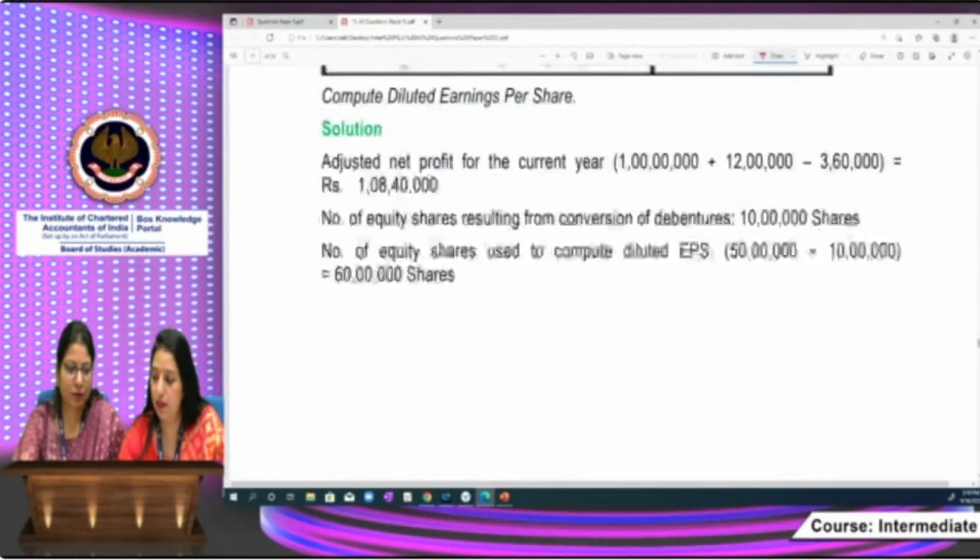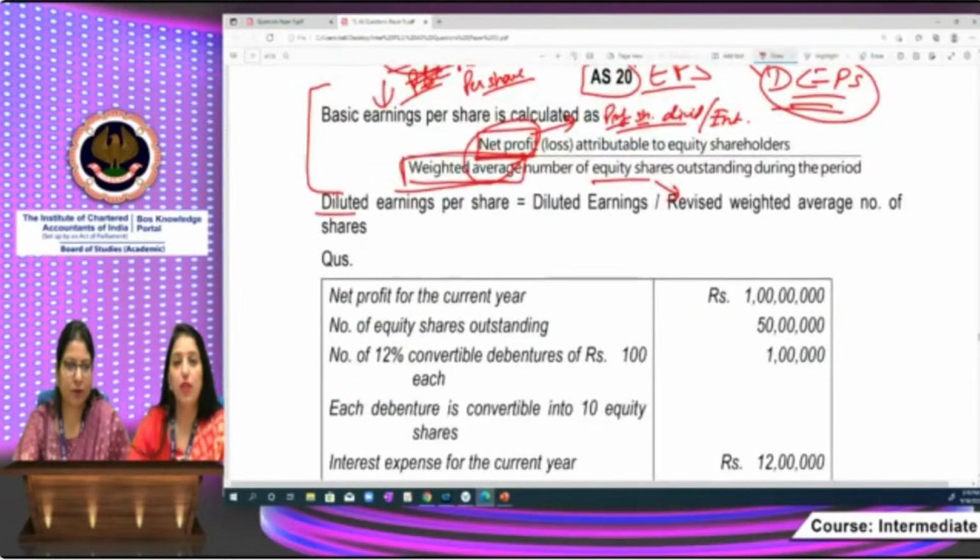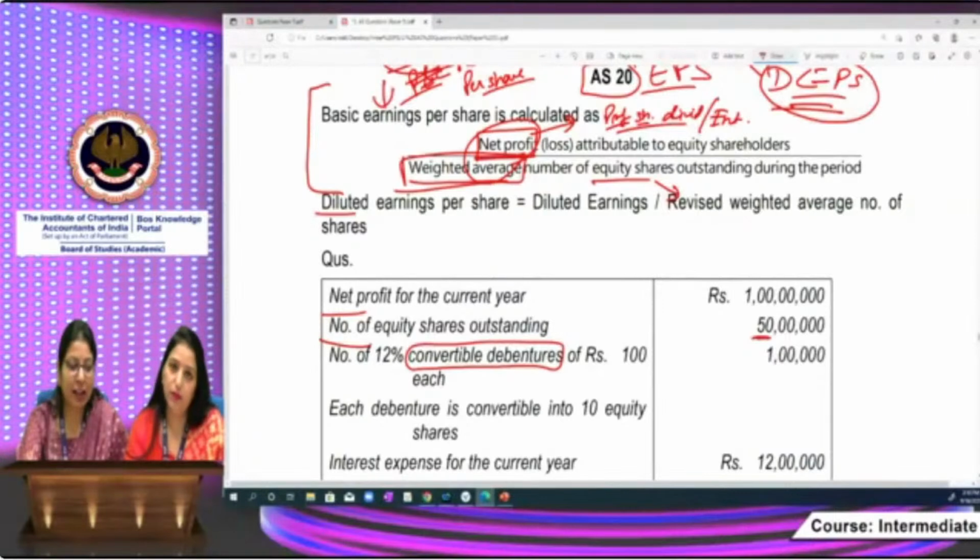Now we will take a very small illustration so we can understand this concept more clearly. It says that the net profit for the current year is 1 crore. Number of equity shares is 50 lakh. Number of 12% convertible debentures. So it means these debentures will get converted into shares at some point of time. These are the potential equity shares.